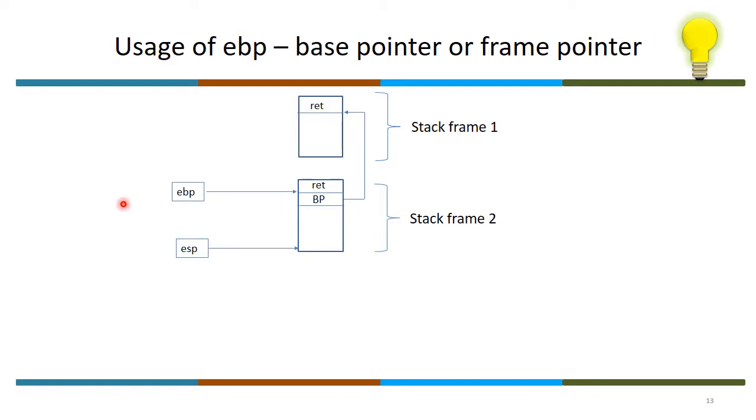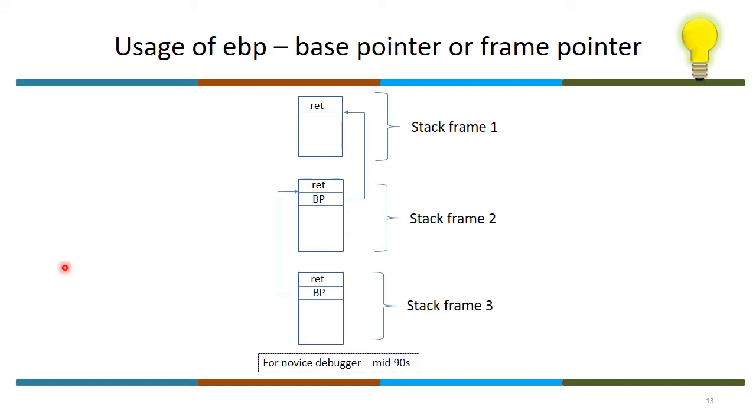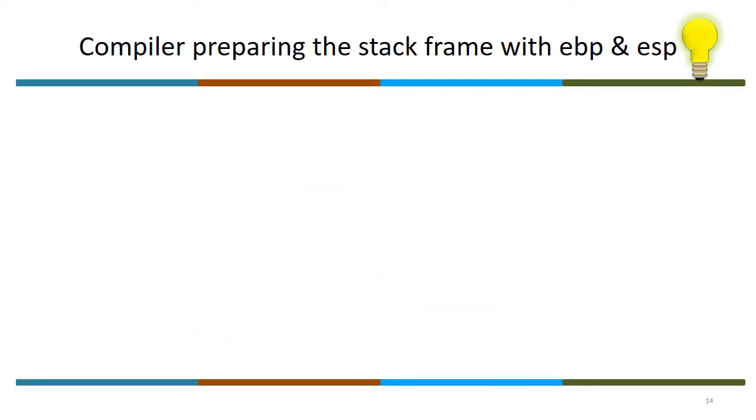Again, when the next stack frame is created, it stores the address of this current stack frame in the next stack frame. This is how the compiler helped the debugger to backtrace. Right? Again, the compiler takes the help of the processor in the form of a register. Right? We will look into the details of the prologue now.